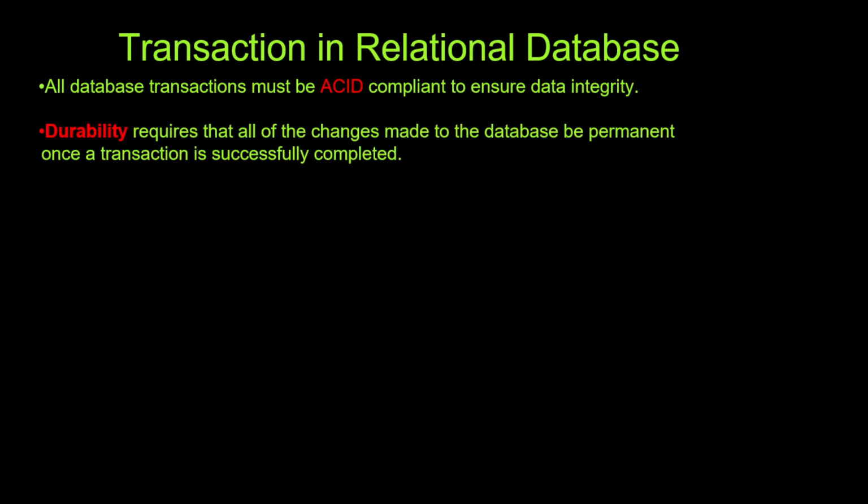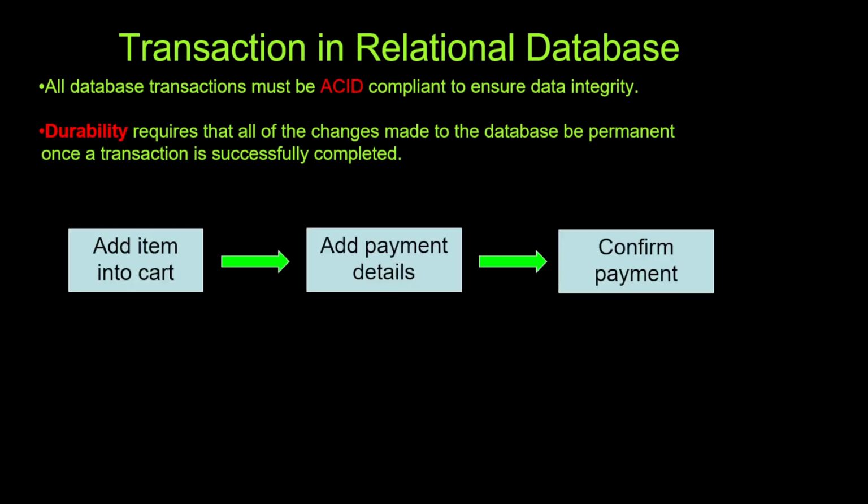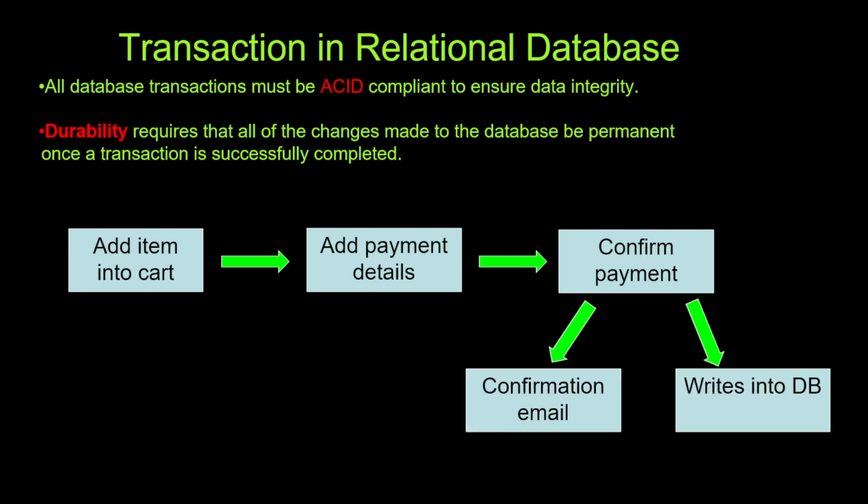Last thing, durability requires that all the changes made to the database be permanent once the transaction is successfully completed. So this is talking about the commit part. You need to commit your change. What's happening here is, for example, you go back to the first example: you add an item into the cart, you add payment details, you confirm payment. Once you confirm payment, two things will be done. You will receive a confirmation email about your purchase, and the DBMS also writes into the database and commits that change.